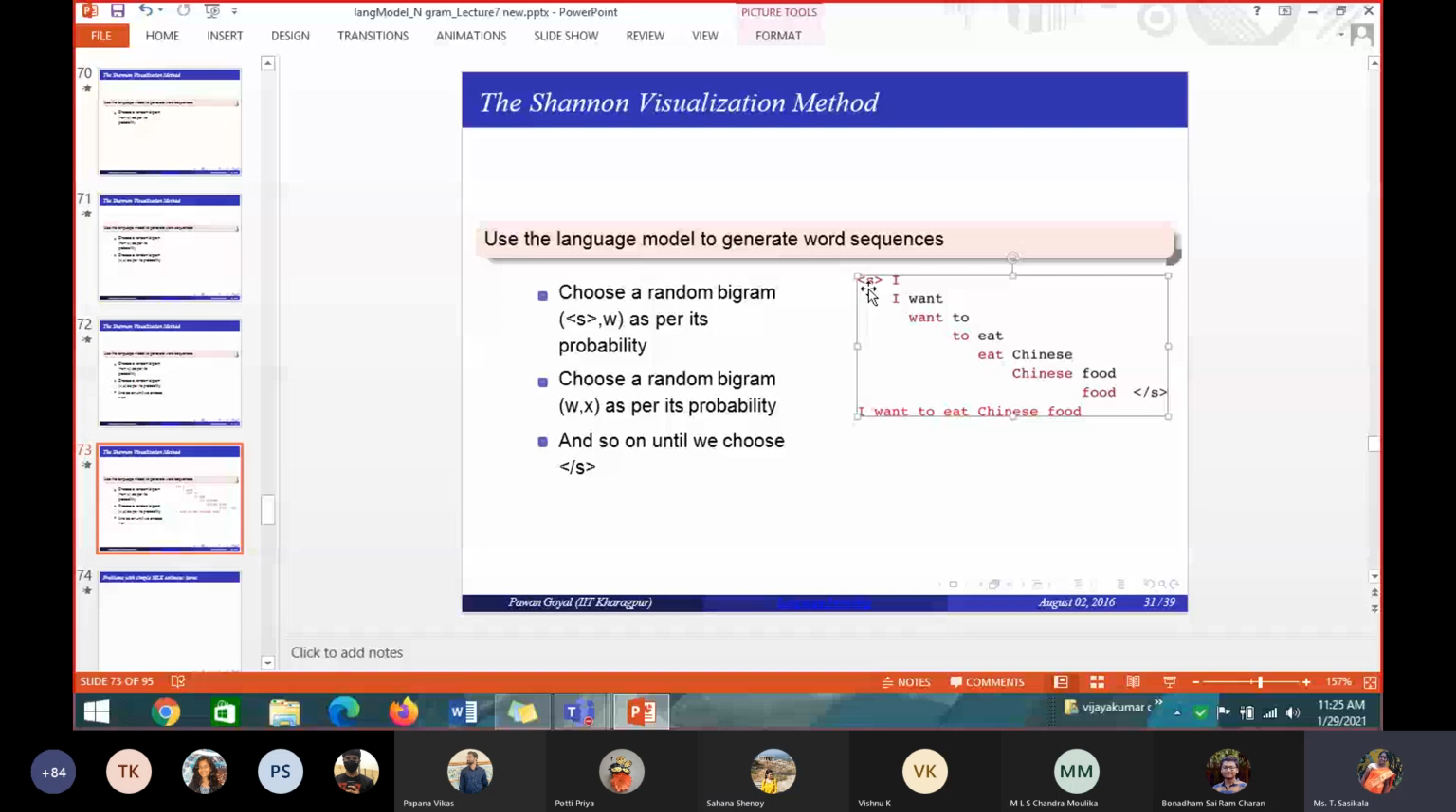S. Yes, start of the sentence. Given S, what is the probability that I will occur? What is the probability that want will occur, to will occur, eat will occur, Chinese will occur, food will occur? So we have to find out and we have to add it.